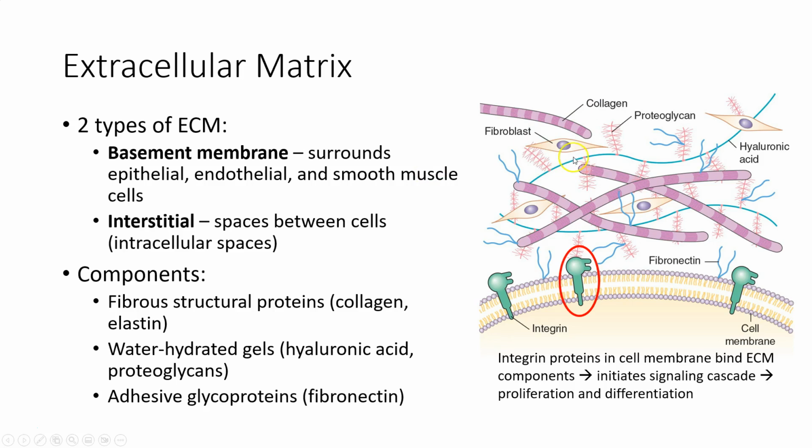There are also water hydrated gels like hyaluronic acid that provide fluid in that interstitial space. You might have heard of hyaluronic acid. It's a popular beauty product that helps hydrate the skin. And we have things like fibronectin, which is an adhesive glycoprotein that can hold on to parts of that extracellular matrix.